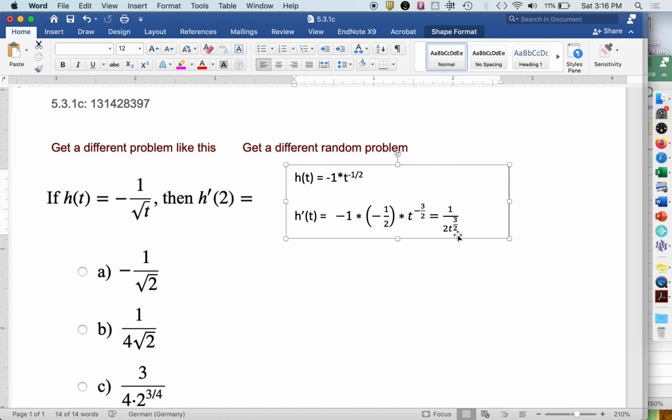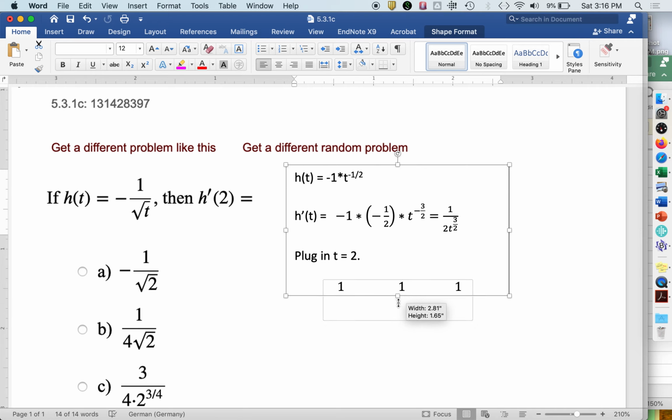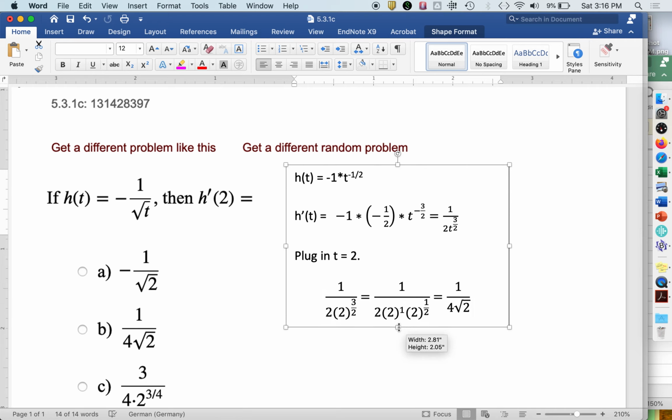Now I would not have done that if I were going to take another derivative, like a second derivative or third derivative. But because I'm going to plug in a number now, it's easier to do that with a positive exponent. Okay, so now that I have the derivative, I can plug in a 2. I put a 2 everywhere we see a t. So that gives me 1 over 2 times 2 to the 3/2.